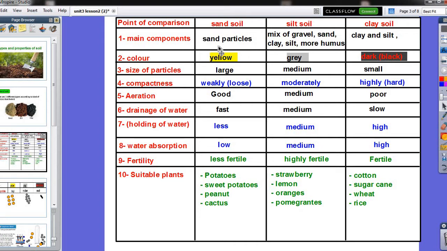The sand soil consists of sand particles. Silt soil contains a mix of gravel, sand, clay, silt, and more humus. And we have clay, which consists of clay and silt.